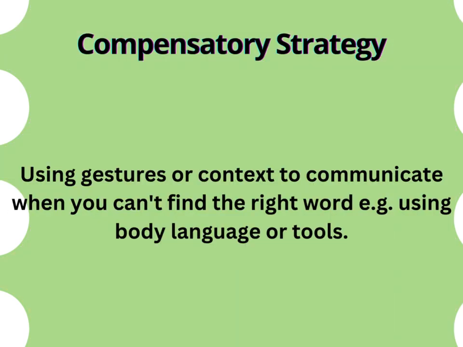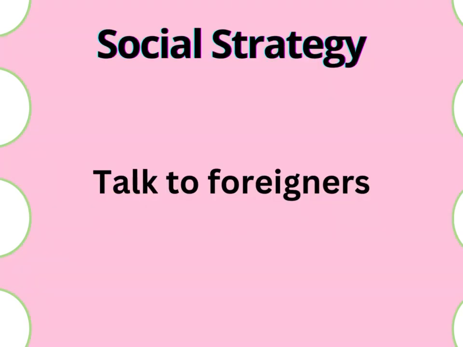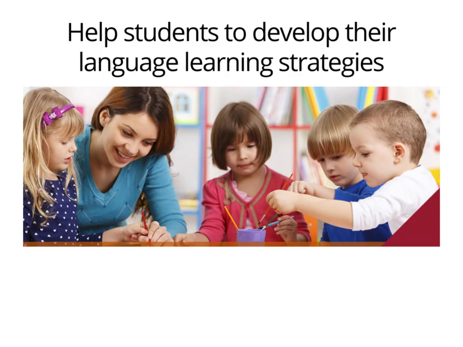Sometimes we have to compensate for our shortcomings. For example, you don't know certain words. You have to use your hand gestures or your body language. For example, you don't understand the word fabulous. You can use the word excellent. Wonderful. Social strategy. You can actually talk to foreigners. Learning from your friends, socialize and then learn the language.